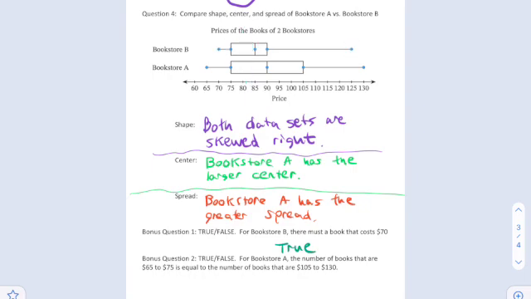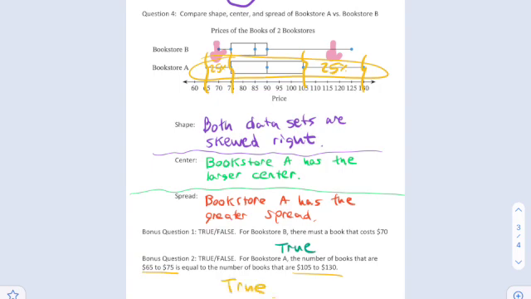Next, we're told for Bookstore A, the number of books that are $65 to $75 is equal to the number of books that are $105 to $130. So let's focus our attention on Bookstore A, and let's look at this range, $65 to $75. Remember, this covers 1/4 of the data, so this is 25% of the data values right here. 105 to 130 ranges from here to here, which also covers 25% of the data values. So even though this range is wider than the other whisker, they both contain that 25% of the data values, meaning the same amount of data is in each range. So this is also true.